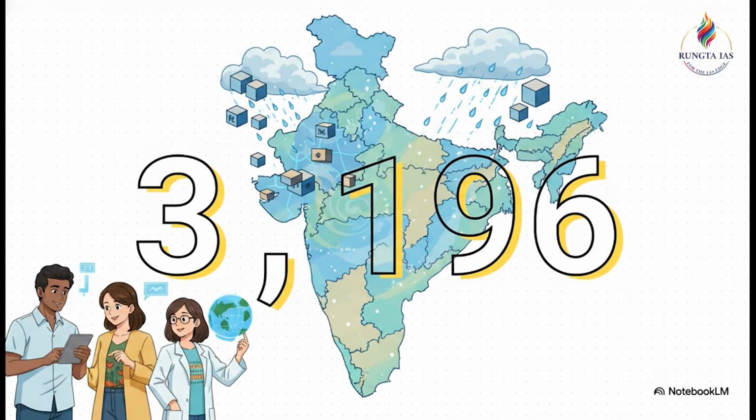And the number 3,196 brilliantly illustrates the scale of this initiative. That is the initial number of blocks covered by this new system spread across 15 states and 1 union territory. Crucially, as the IMD noted, these specific states are located right within the monsoon core zone, regions that are largely rain-fed and highly sensitive to southwest monsoon dynamics.